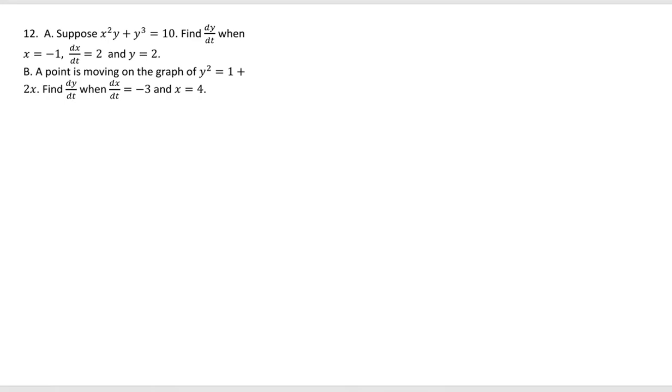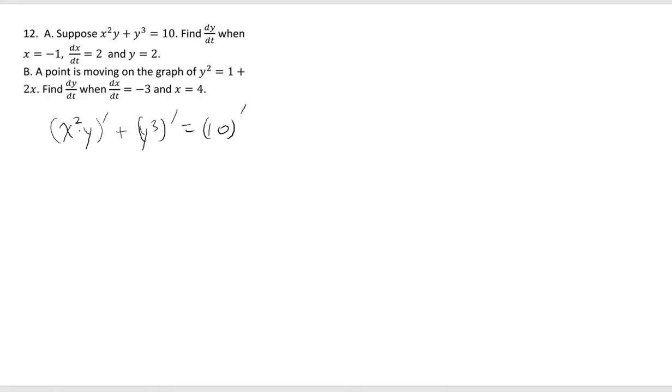Okay. Now suppose we have this relationship between x and y. What is the rate of change of y when x is negative 1 and all this? This question set 12 is basically about related rates, except that it's not a word problem. You're given a relationship between x and y, and you just have to differentiate this and solve for dy/dt. So let's do that. We differentiate x squared y, and y cubed, and then 10.